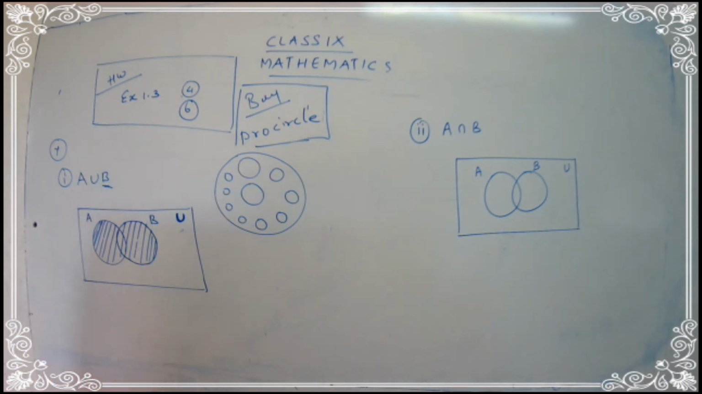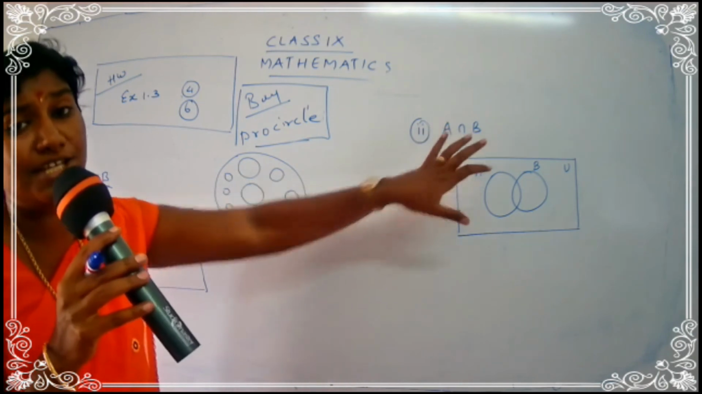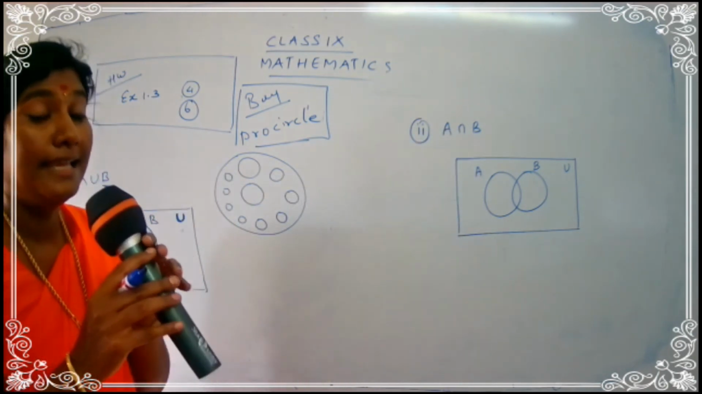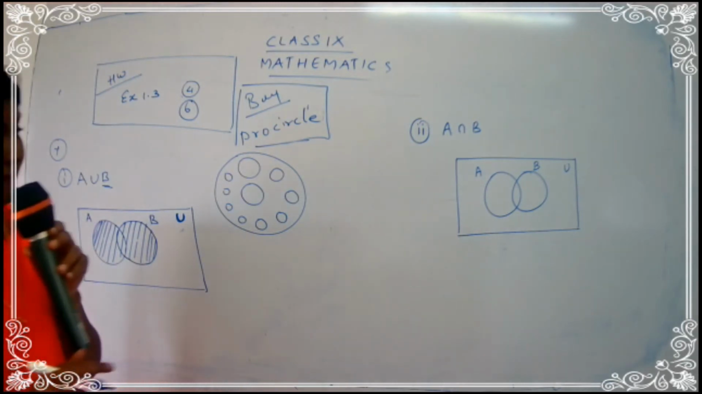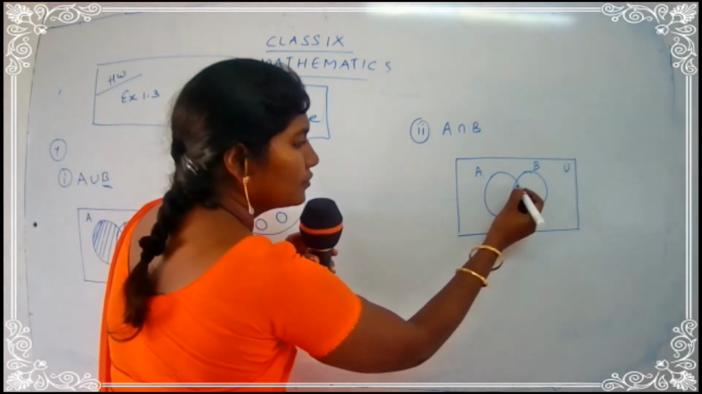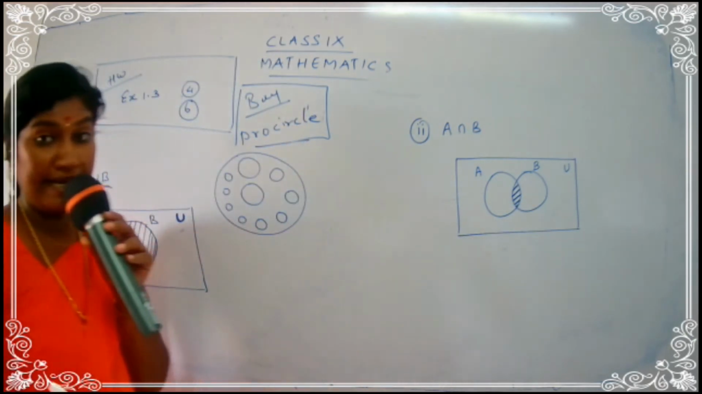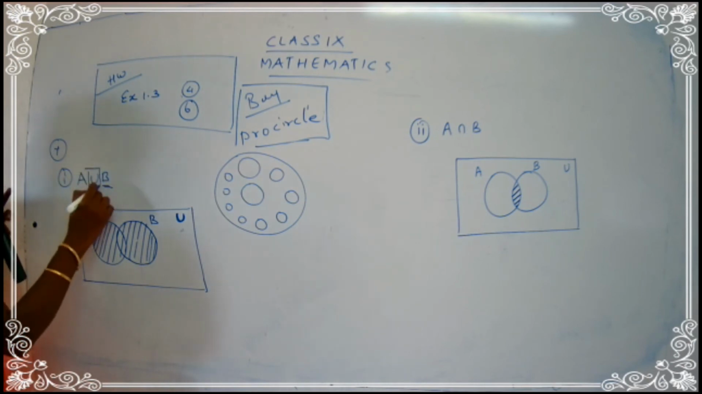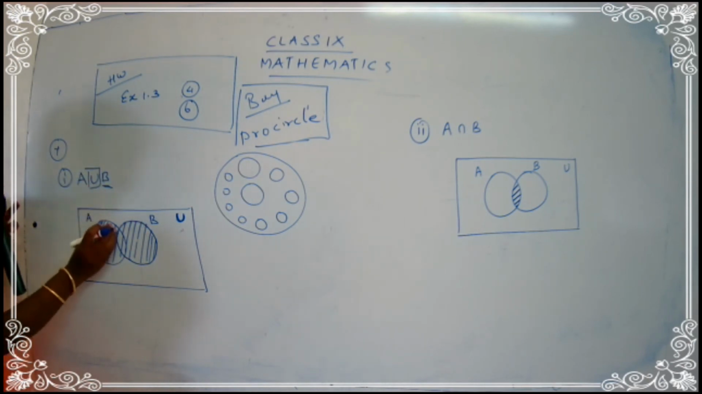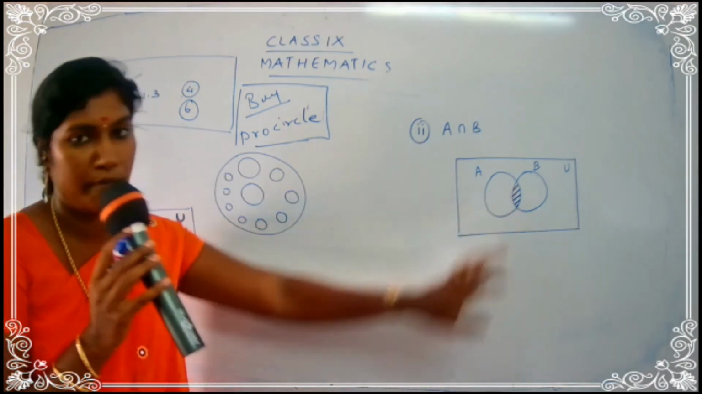Okay, A intersection B. Now here the question is A intersection B. What do you mean by intersection, children? Yes, the common part. What is common for A and B here? Very good. This is the common part. So you have to shade only this part. So this is A intersection B. I hope you are clear with the figure. Union means together. I am shading A as well as I am shading B. Intersection. Shade the common part.